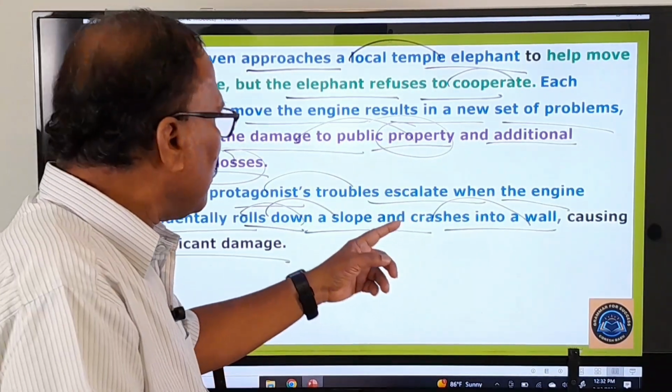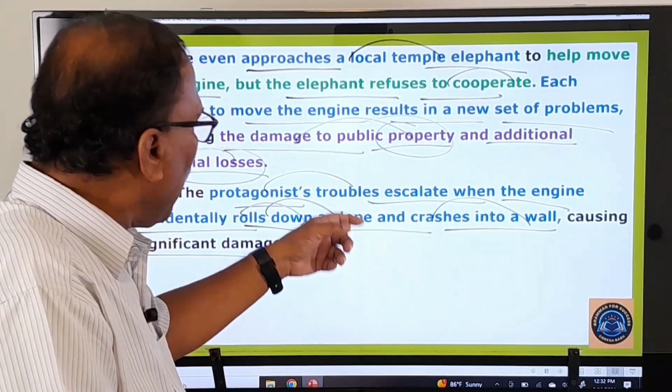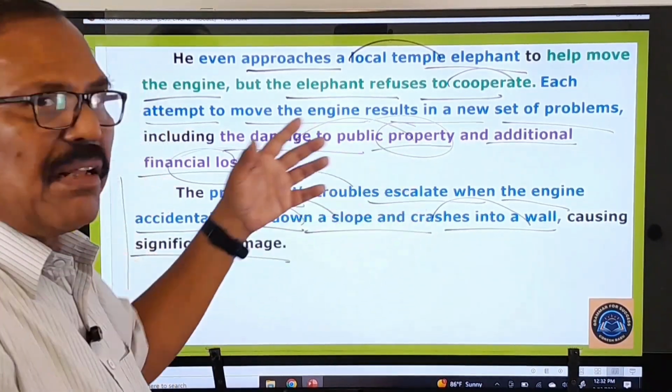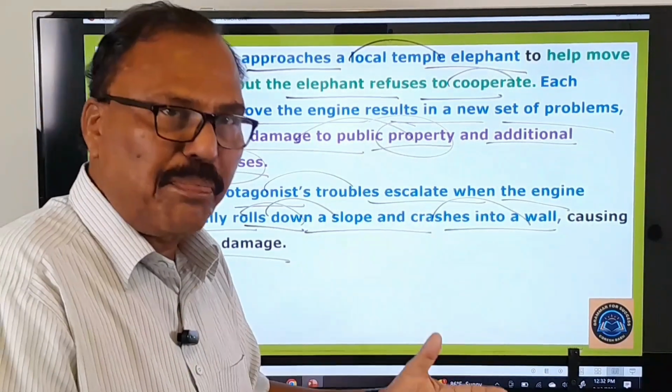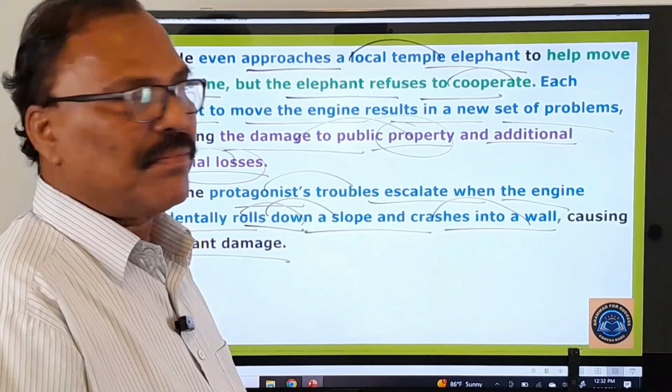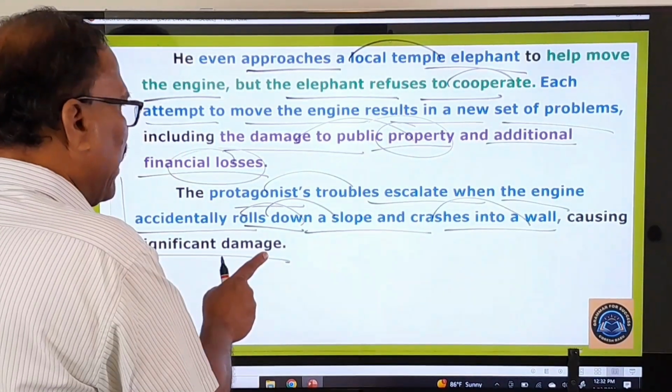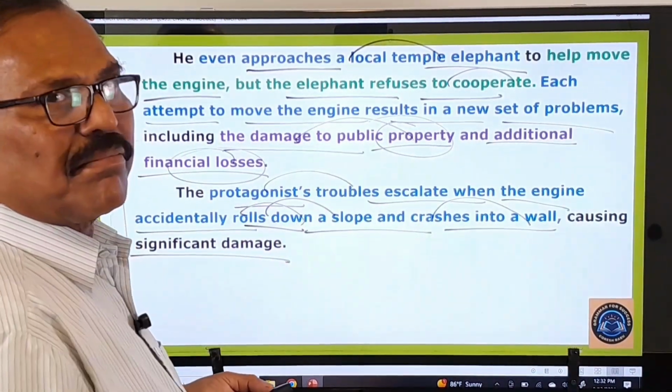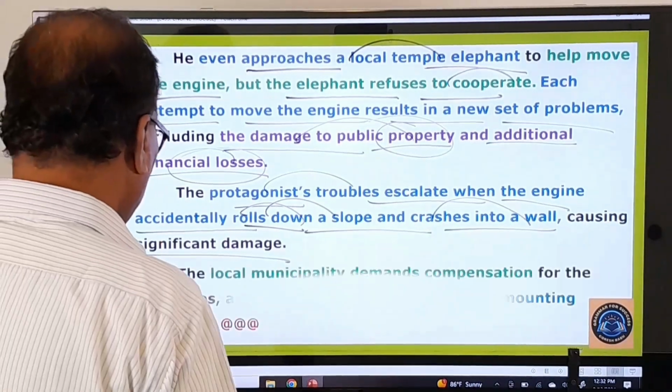In that way, this road engine has damaged public property, and for that damage, he had to pay some amount. So, causing significant damage. So this is that. And you go to the next paragraph.